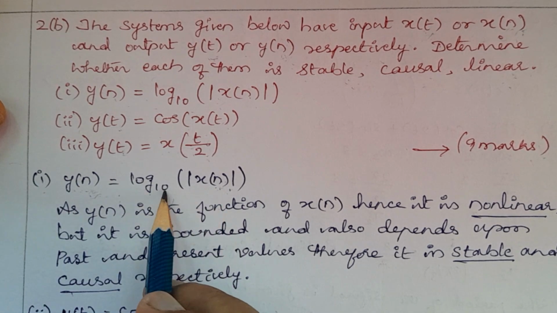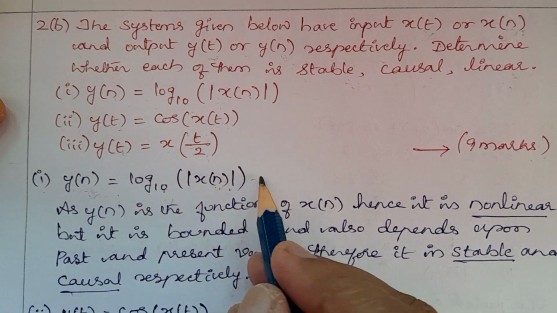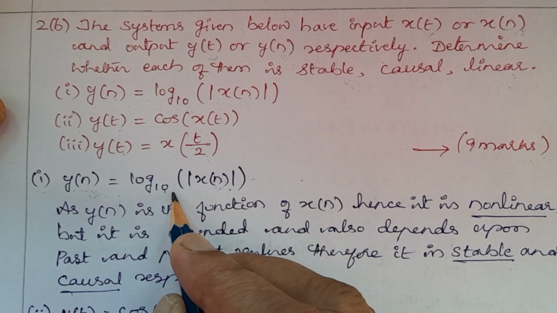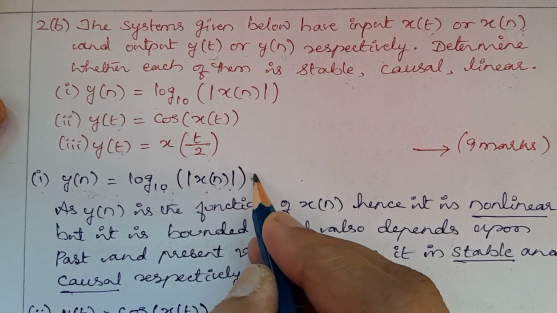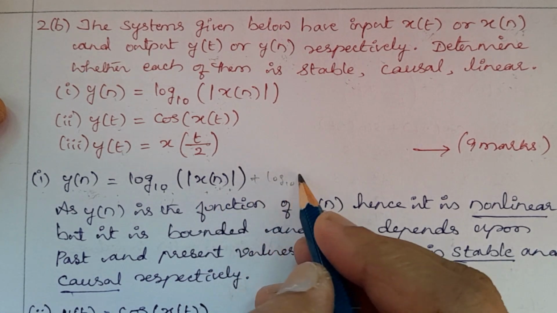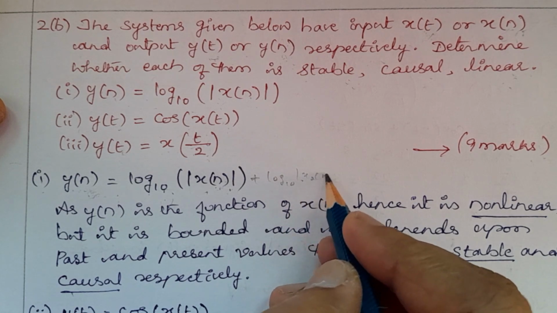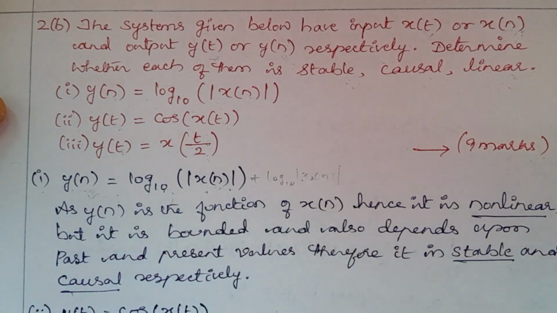But here there is log base 10. So if we add another input, consider log 10 mod of x1 of n plus log 10 mod of x2 of n, then what is the output? Log 10 of x1 of n into x2 of n, since log a plus log b means log of a into b.